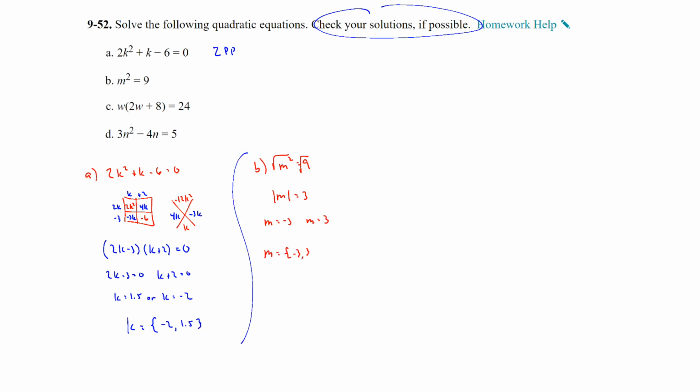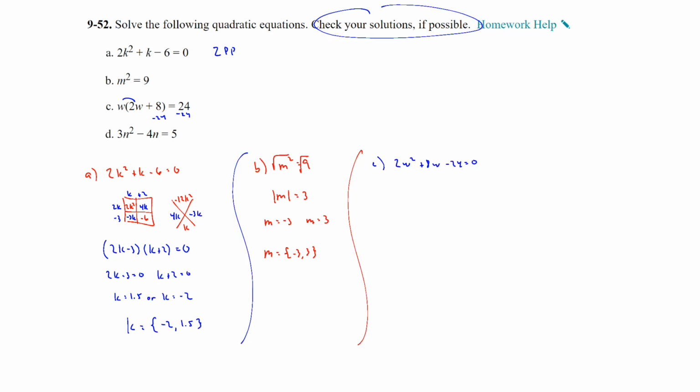You can choose what method you want to solve these problems. On to C. C is in factored form, but it's not equal to 0. So we're going to distribute the W inside the parentheses so that we can factor it correctly if it can be factored at all. So this would be 2W squared plus 8W, and then I'm going to subtract the 24 to the other side. So that would be minus 24 equals 0.